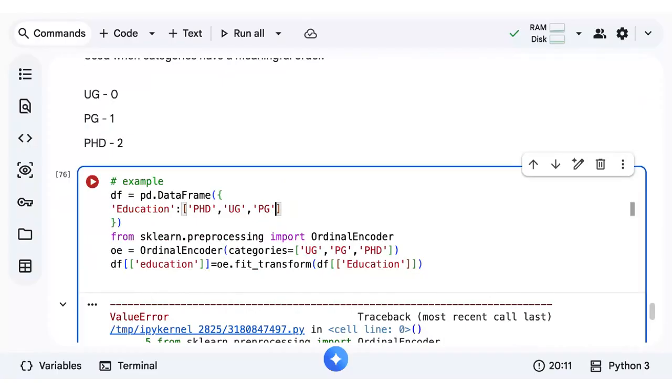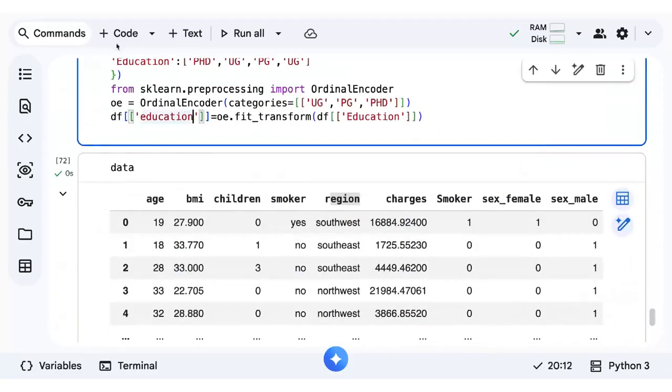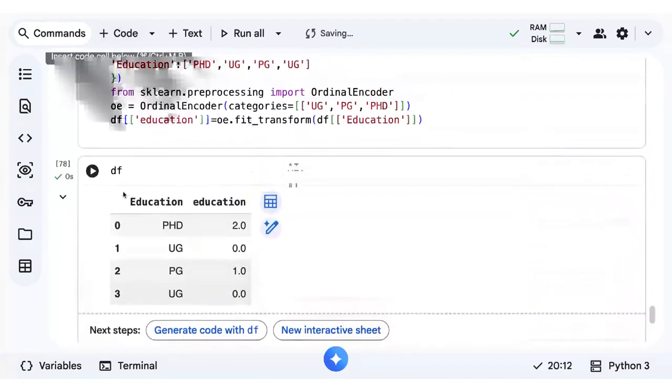Again, one more important thing. Even these categories have to be passed within two brackets. That's a mistake. Yeah, done. Can you see?